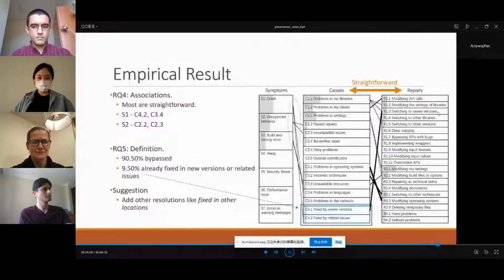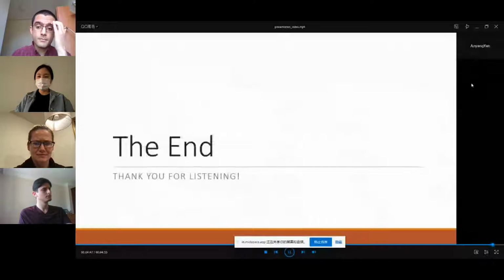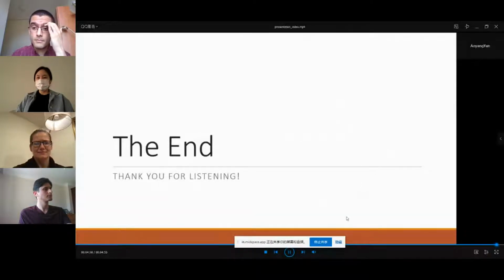RQ5, what is the definition of workaround? The answer is that 90.5% of workarounds follow the conventional definition. Their problems are bypassed because their problems are impractical or difficult to handle normally. The problems of 9.5% of workarounds are already fixed in new versions or related issues when they are reported. The different definitions can be confusing. To solve the problem, we suggest that issue trackers can add other resolutions like fixed in other locations. That's the end of my presentation. Thank you for listening.